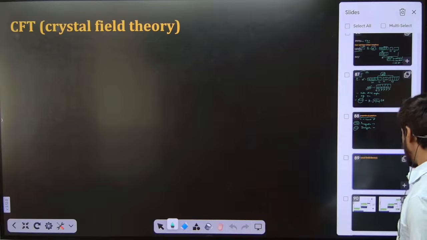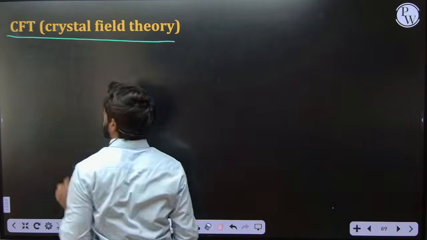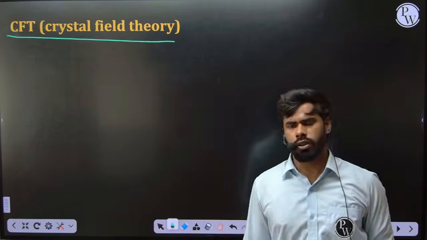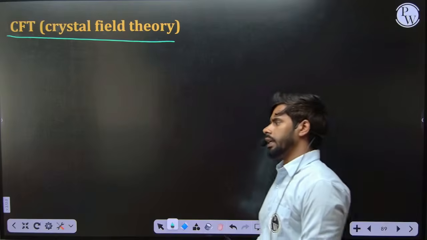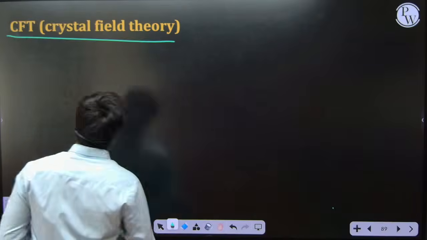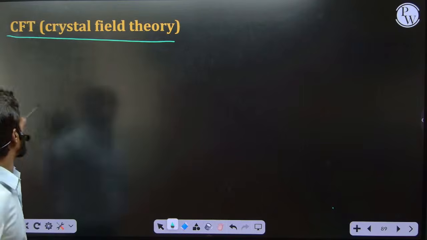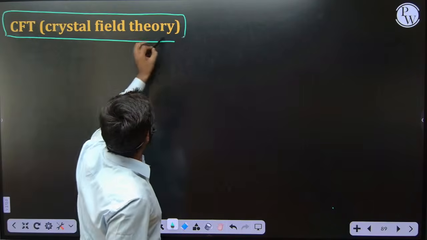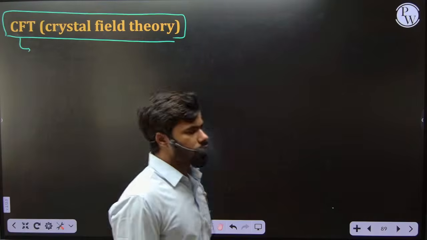Next, it is crystal field theory. So what is crystal field theory? Basically, VBT was unable to explain the proper geometry of a compound, and the color of a complex is also not explained by the VBT. So that is why CFT, crystal field theory, will come.